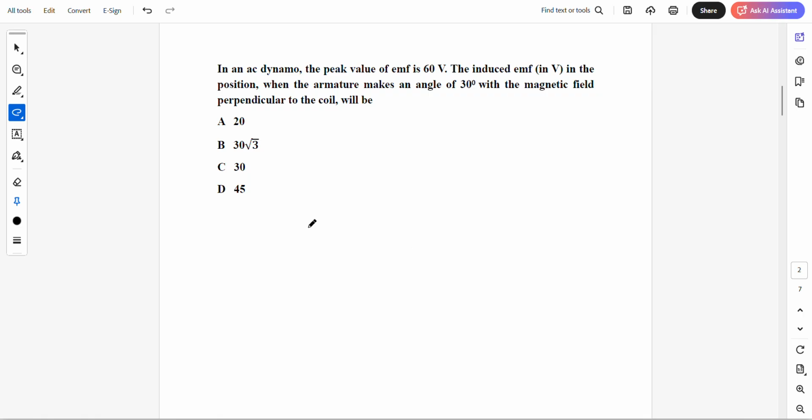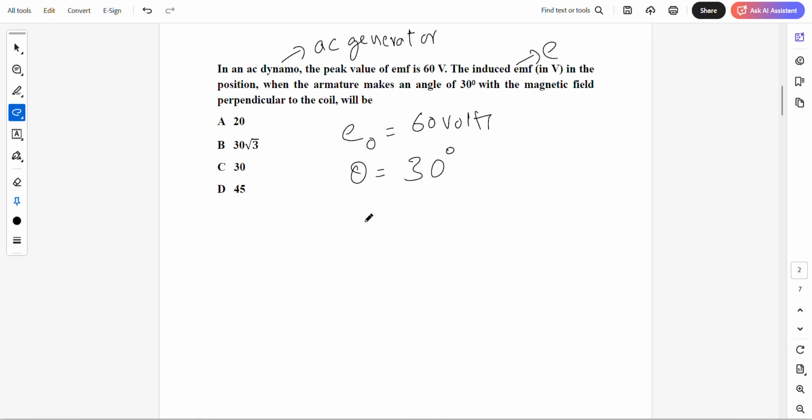What it is saying: an AC dynamo is nothing but an AC generator. The peak value of EMF is given, that is E naught is equal to 60 volts. The induced EMF, you have to calculate E in volts in the position when the armature makes an angle of 30 degrees. Theta is equal to 30 degrees. You have to calculate E.